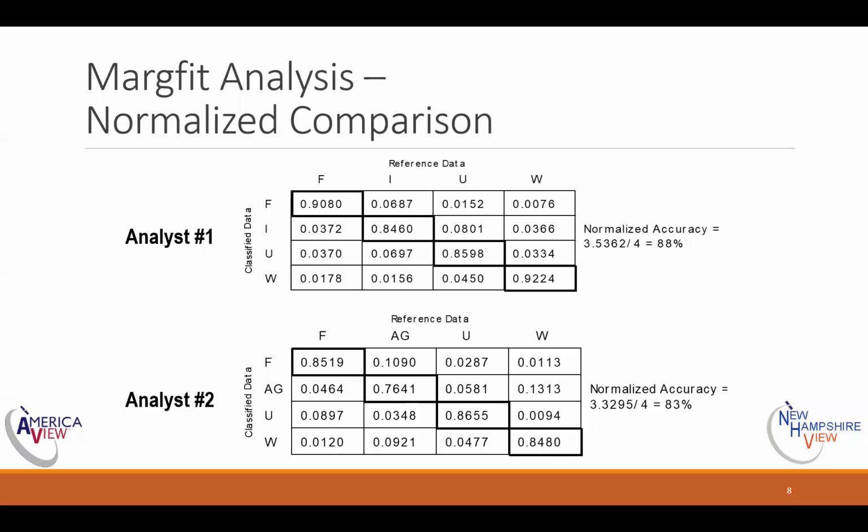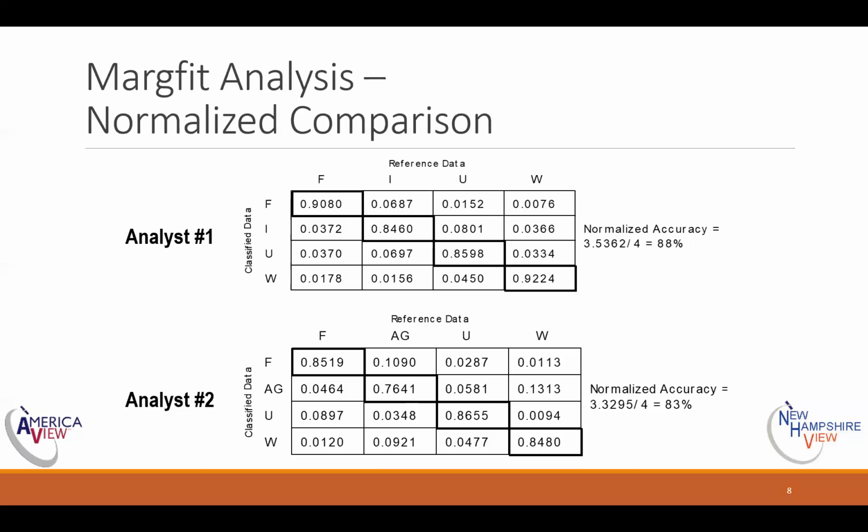And so now we can look at those individual values in each cell of the error matrix, and we could compare them directly. Okay, so did analyst number 1 do better than analyst number 2 at mapping forest? Well, it looks like they did. Analyst number 1 got about 91%, 90.8%, if you will. Maybe you don't care about all those significant digits. 91% would be fine. And analyst number 2 got about 85%. So we could say, yeah, it looks like analyst number 1's doing a better job.